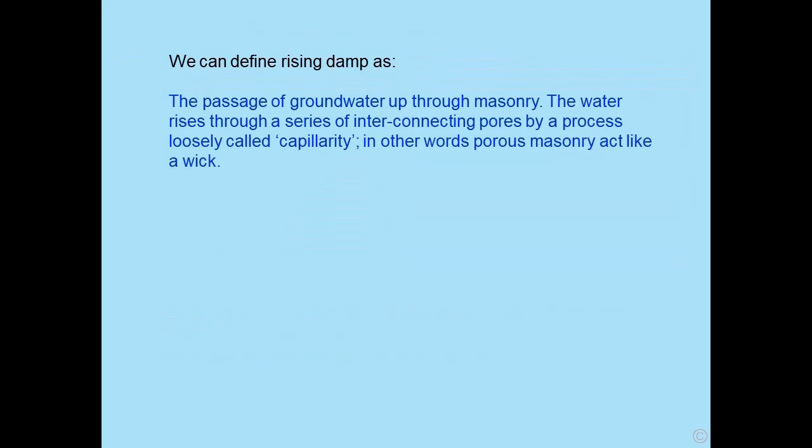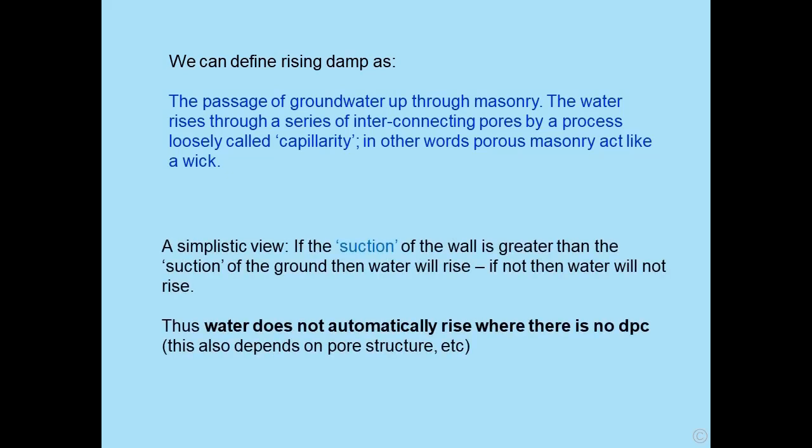We can define rising damp as the passage of groundwater up through masonry. The water rises through a series of interconnecting pores by a process loosely called capillarity. In other words, the porous masonry simply acts like a wick. A more simplistic view is that if the suction of the wall is greater than the suction of the ground, then water will rise. If not, then water will not rise. Thus, water does not automatically rise where there is no damp-proof course. This, of course, depends on pore structure and other factors.